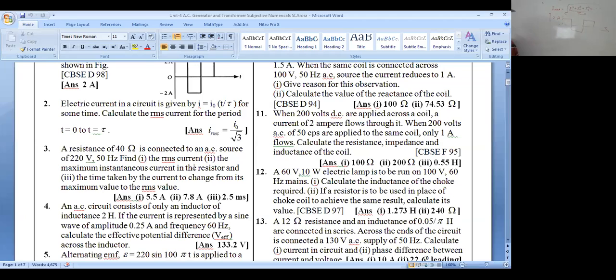Now come to question number 2. Electrical current in the circuit is given by I equal to I naught t upon tau. This is the current given here, and the time period is given: time is given 0 to tau.